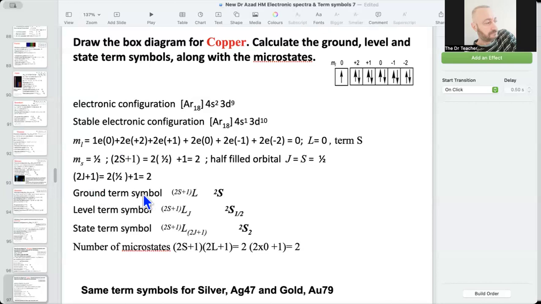So the ground term symbol will be this. S is half, so 2S plus 1 is what? It is 2. And for the level term symbol, you apply J. J is a half, 2J plus 1 will be 2. So the S2 half, S2, 2. The number of microstates: you multiply these 2 values, and it will become 2.